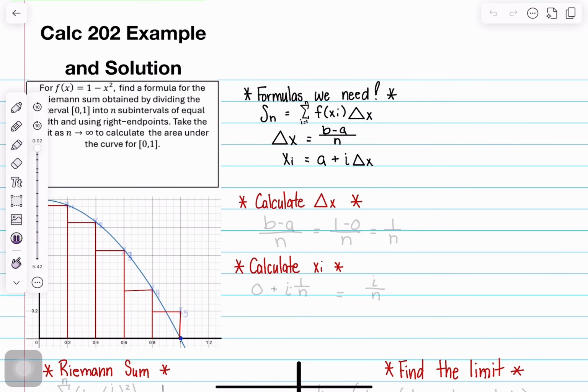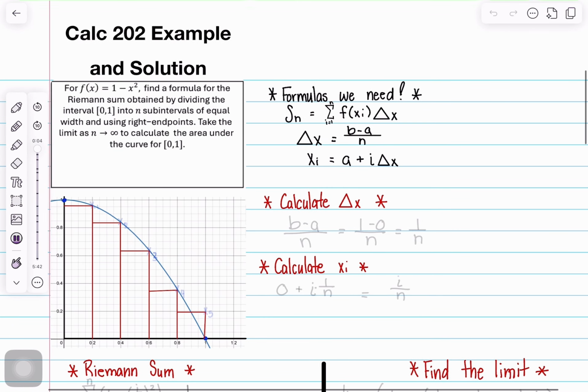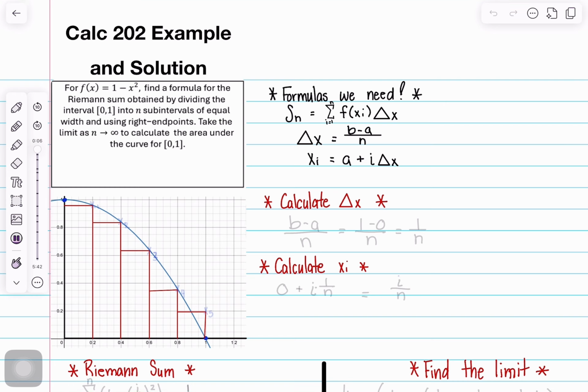The Calculus 2 example I have is for f(x) = 1 - x². Find a formula for the Riemann sum obtained by dividing the interval from 0 to 1 into n subintervals of equal width and using right endpoints. Take the limit as n approaches infinity to calculate the area under the curve from 0 to 1.